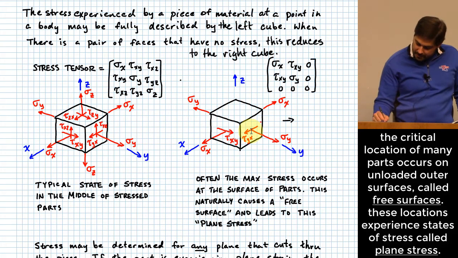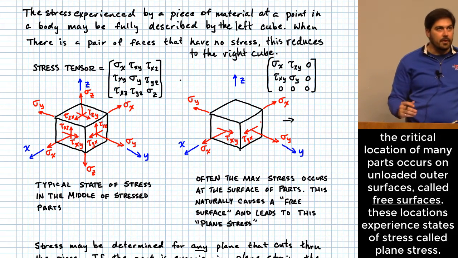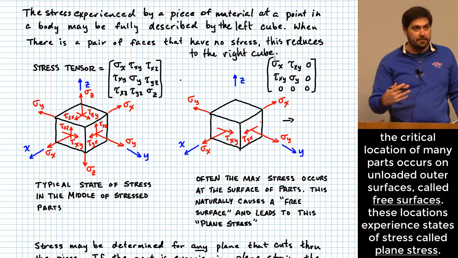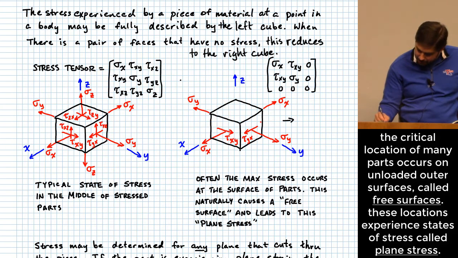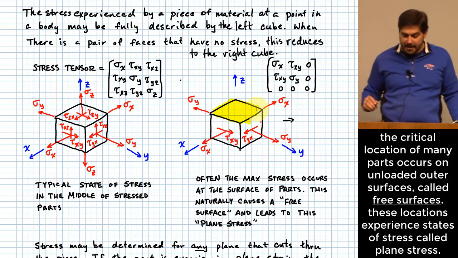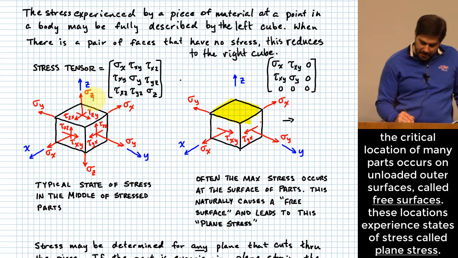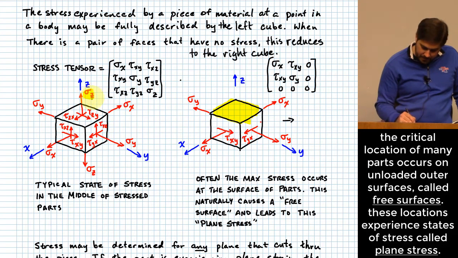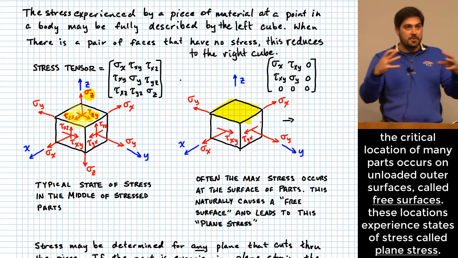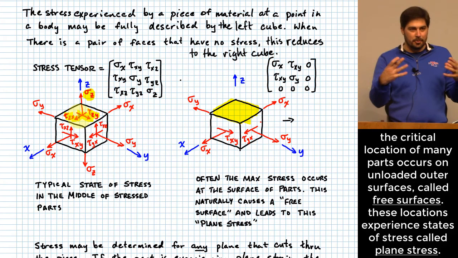Essentially, the worst case state of stress occurs at a location where there is a free surface. And so in this particular example, this would be the free surface, right? And because that's a free surface, there's no stresses applied to that surface. And so that basically eliminates sigma z, tau zy, and tau zx from our state of stress that would be the more complete three-dimensional state of stress. Okay, we good so far?